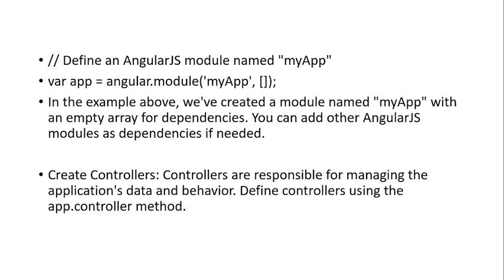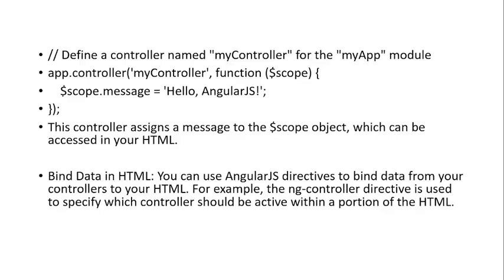We are using the controller, which is responsible for managing the application and which contains the data as well as the behavior, that means the properties, right? We define the controller using the app.controller method. You can see in this example, app.controller, the name of the controller is my controller, and the function contains the argument called scope. The scope is used as an object. So scope.message equals hello, comma, AngularJS. We are going to print the message called hello AngularJS. This controller assigns a message to the scope object.